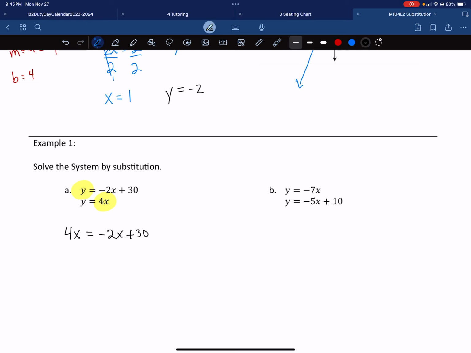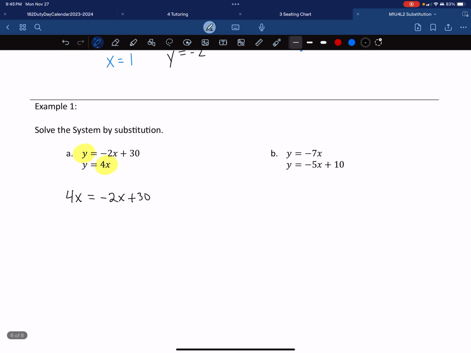Again, we're trying to find where they intersect. So we're looking for the point x, y. So I'm going to solve for this, right? I want to get the x by itself. I have 2 x's, so I'm going to move the smaller of the 2. So I'm going to move that 2x by adding 2x to both sides. Negative 2x plus 2x ends up being 0. So on the right-hand side, we just have 30. We bring that 30 down. And 4x plus 2x is going to be 6x.